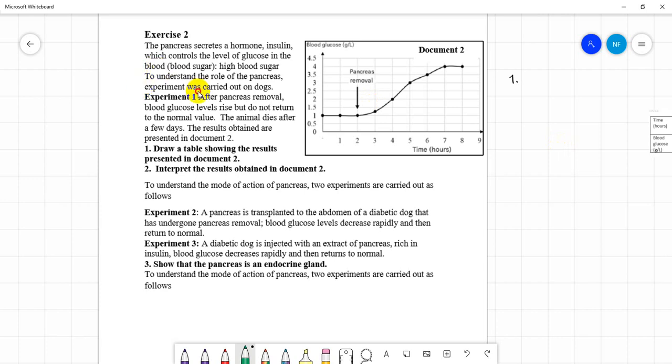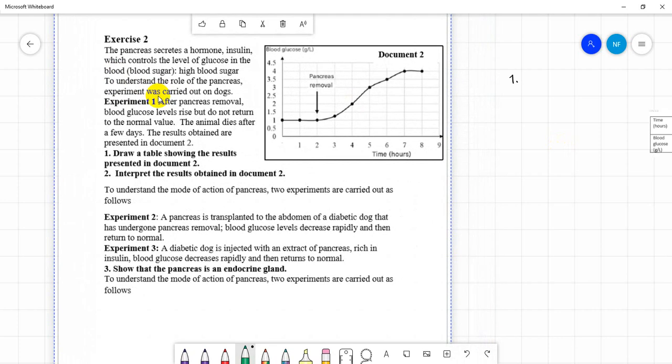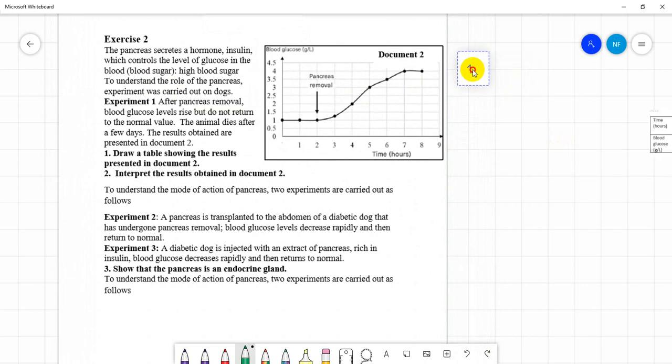To understand the role of the pancreas, we have an experiment carried out on dogs. In experiment 1, what did we do? After the pancreas removal of a dog, we brought a dog and removed its pancreas, and we noticed that the blood glucose levels rise and do not return to the normal value, and this animal dies after a few days. So this blood glucose level increases, it doesn't go back to the normal value, leading to the death of this dog a few days later.